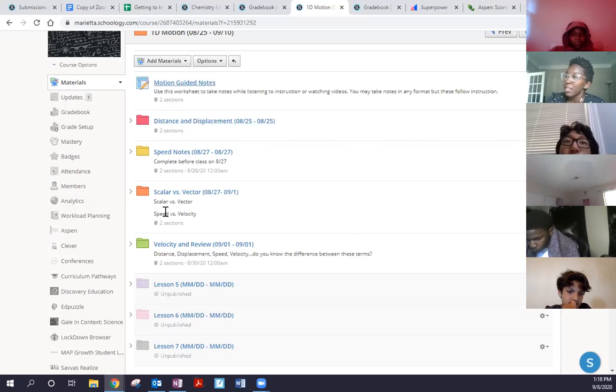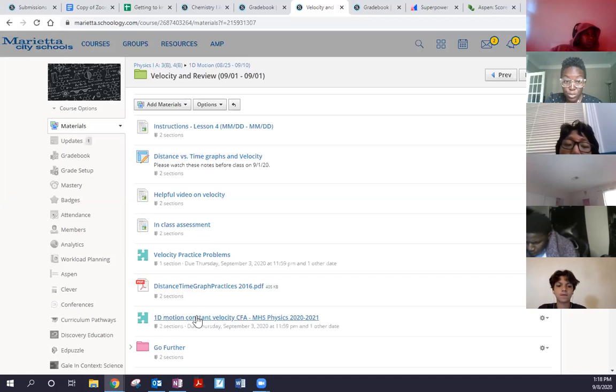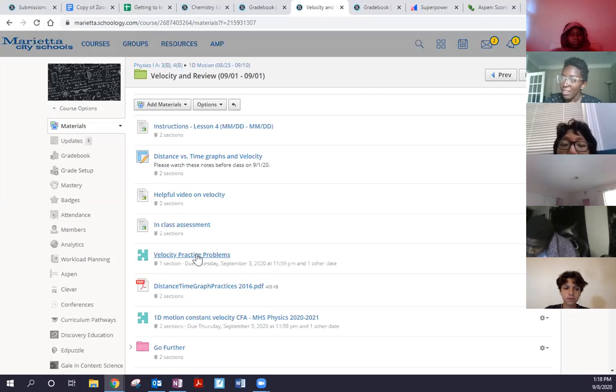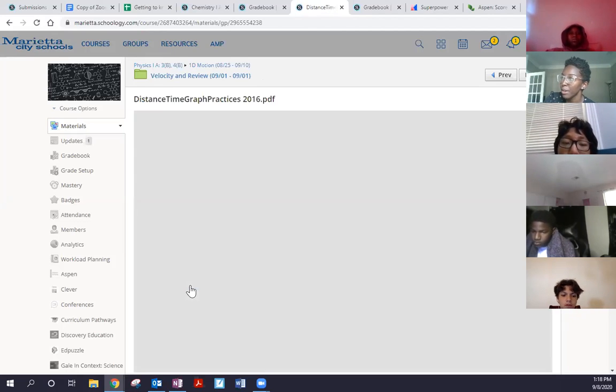I'm going to be in this folder right here that says velocity and review. I need to change the dates on that, but we're still in this folder. Today I'm going to be working on this sheet right here, and at the end of class, everybody's going to work on these problems. If you haven't done these problems, I do want you to do those first. You're going to open this up and it's going to look like this. We're going to talk about graphing today.